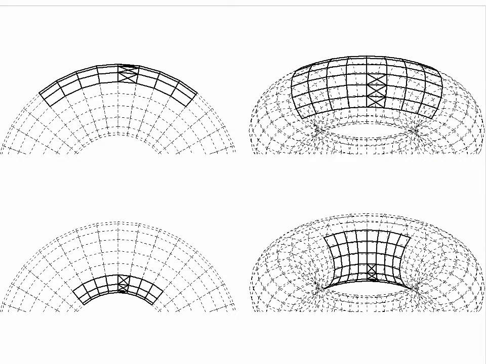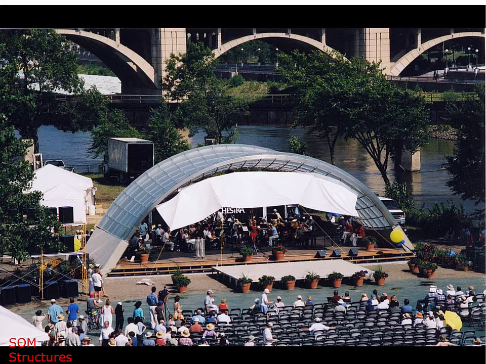Another interesting structure that we can look at is a portion of a toroid. So here we can look at the outside of a toroid, or in this case, the inside, which creates a kind of saddle surface, which was the underlying geometry for this band shell, the Schubert band shell in Minnesota, which was designed by Skidmore, Owings, and Merrill.